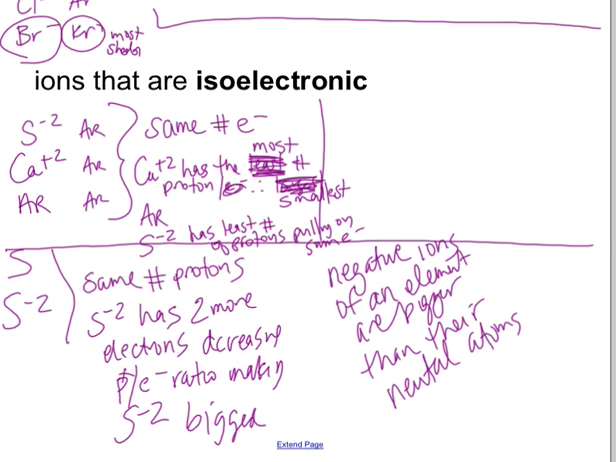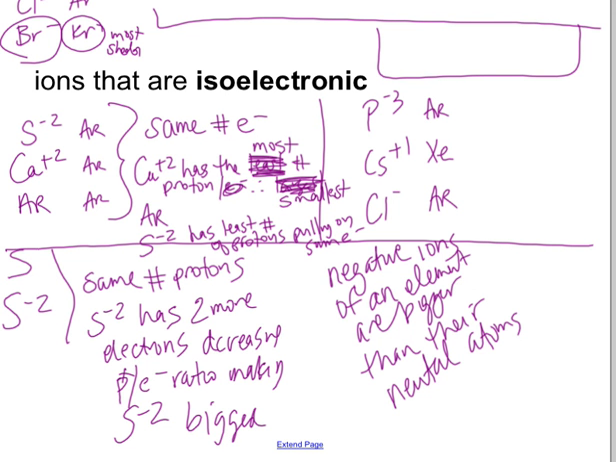So what about a question, I wrote these down: P minus 3, Cs plus 1, and Cl minus. I want to rank those from small to big. What's your first thing you're going to do? Exactly, find out what they're isoelectronic to. P minus 3 is isoelectronic to argon. What's Cs plus 1 isoelectronic to? Xenon. And what's Cl minus isoelectronic to? Argon. So you have to rank these gases based on their size.